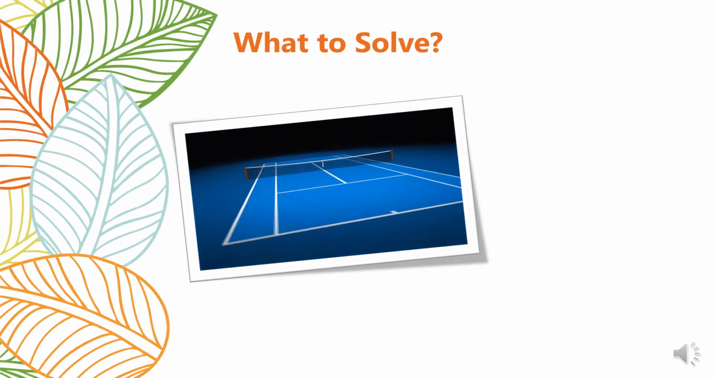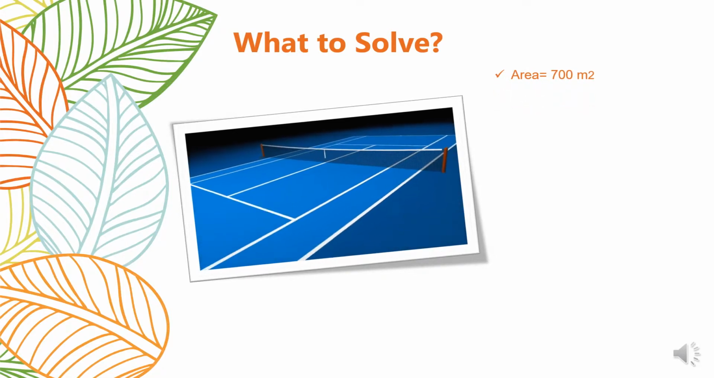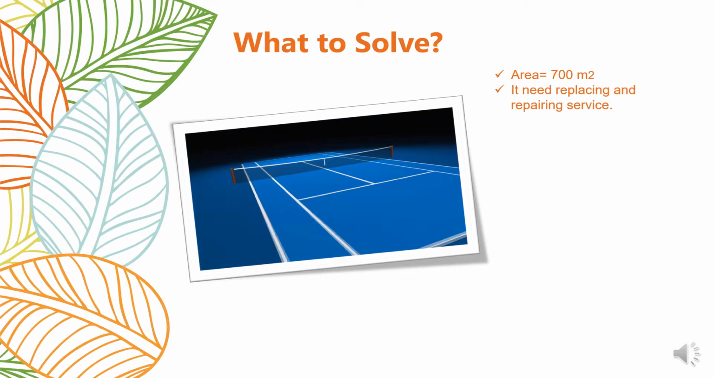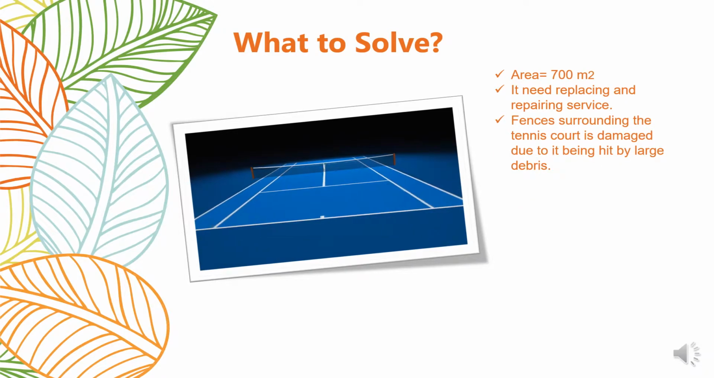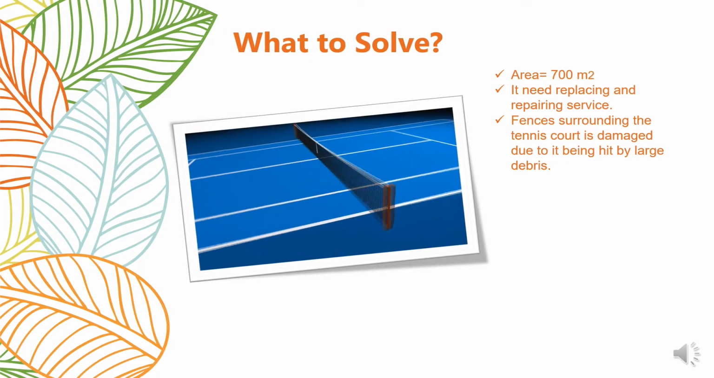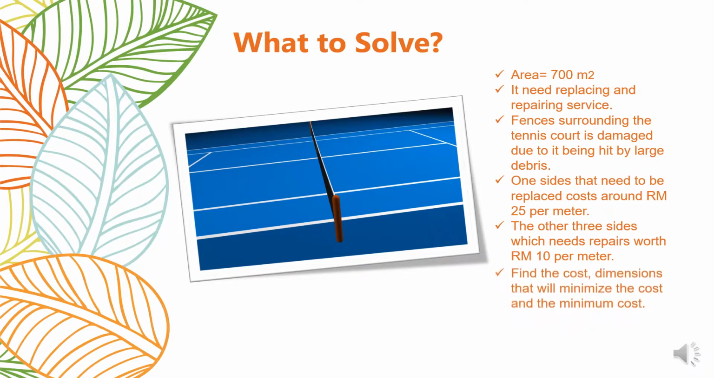The area of a rectangular tennis court is around 700 meters squared. The construction contractor is tasked with replacing and repairing fences surrounding the tennis court, which was damaged due to it being hit by large debris during a recent storm. The fence which needs to be replaced on one side costs around 25 ringgit per meter, and on the other three sides, which need repair, costs around 10 ringgit per meter. The contractor will then need to find the dimensions that will minimize the cost and the minimum overall cost.